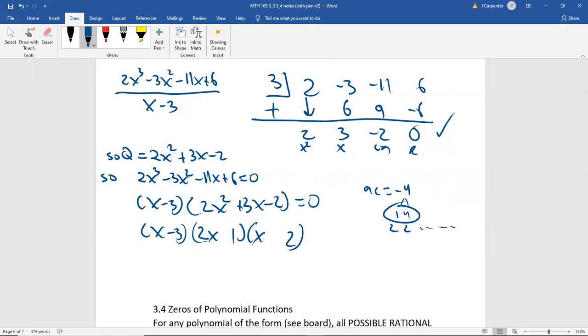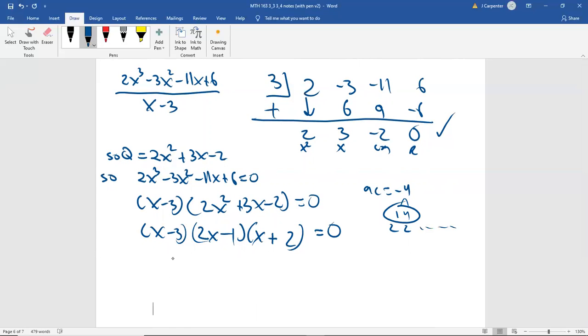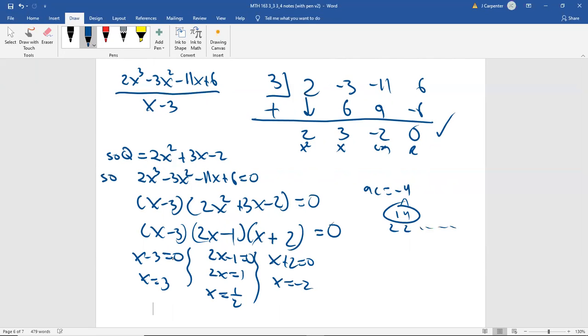But we need the larger product to come out positive. So we need this to be the plus 2 and this to be a minus. And that's equal to 0. Now this is completely factored. So we just set each factor equal to 0. The first one tells us what we already know, that x equals 3. The second one, add 1 to both sides, you get 2x equals 1, divide by 2, and you get x equals a half. For the x plus 2 equals 0, we get x equals negative 2. We get all 3 of our zeros.